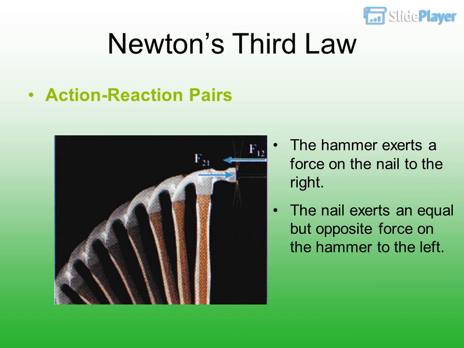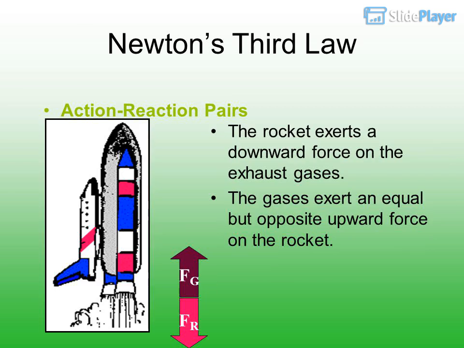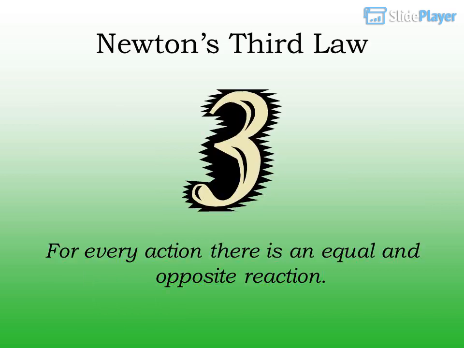Newton's third law: action-reaction pairs. The hammer exerts a force on the nail to the right. The nail exerts an equal but opposite force on the hammer to the left. The rocket exerts a downward force on the exhaust gases. The gases exert an equal but opposite upward force on the rocket. For every action there is an equal and opposite reaction.